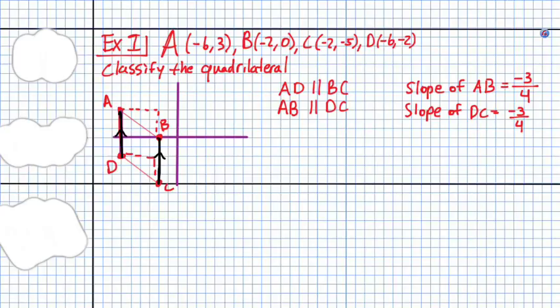So I know that the length of AD is equal to 1, 2, 3, 4, 5. So I can actually just count from A to D. That's going to be 5. And then I can also see that that's the same thing for BC. So I know that AD is congruent to BC.